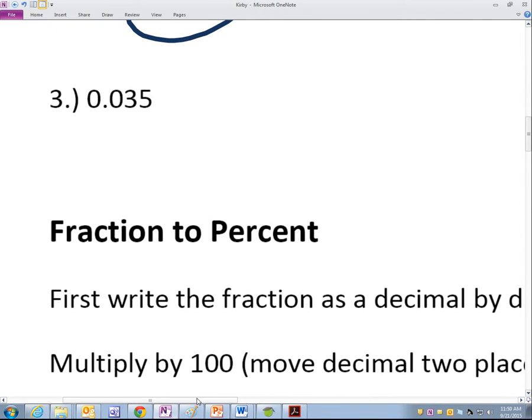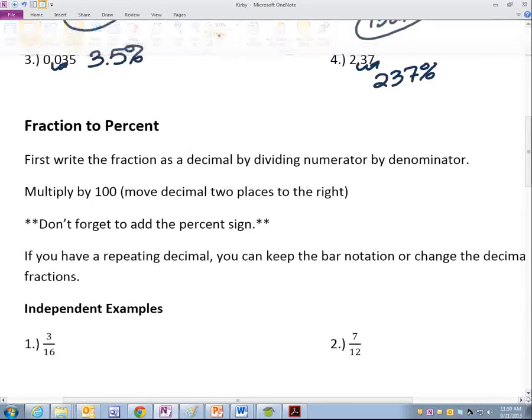So now we have to move this one. 2 becomes 3.5%. Now we have the second one, which is fraction to percent. Before I move along, are there any questions about what we just did?